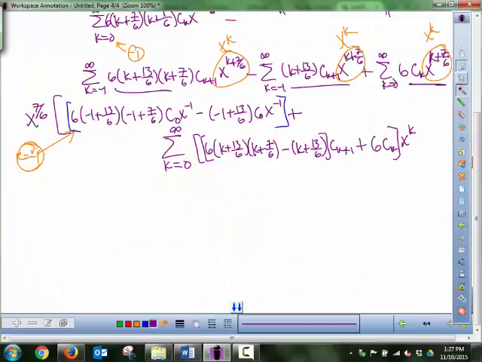Maybe I'll change the brackets, change these things into curly brackets, if that makes a difference.